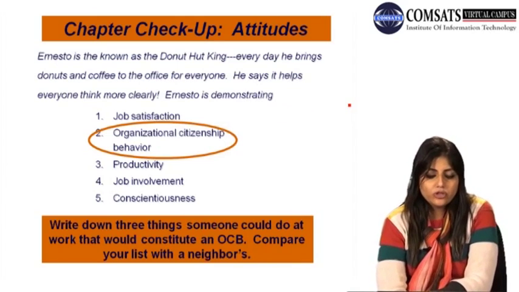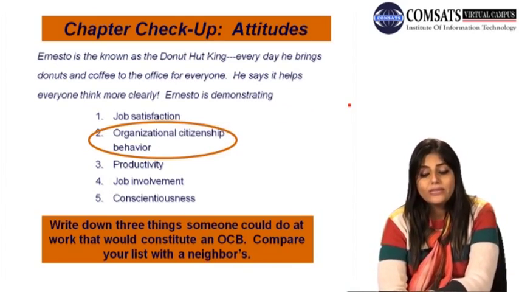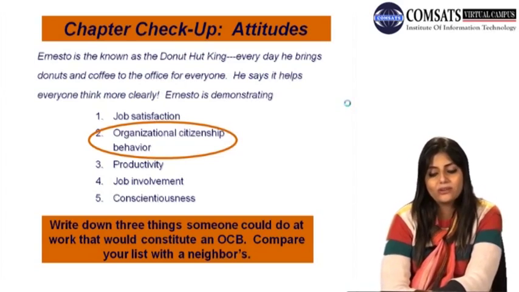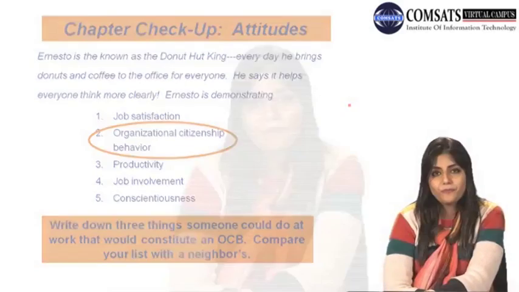So I would urge you to write down 3 things someone could do at work that would constitute organizational citizenship behavior, and then you compare your list with somebody else. That will help you think through what the different extra role behaviors are that are performed in organizations by employees for their co-workers, right?